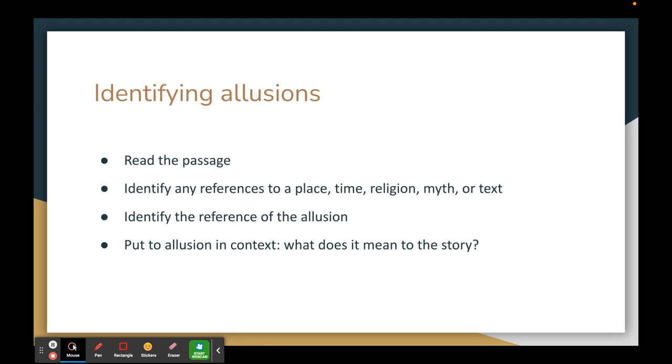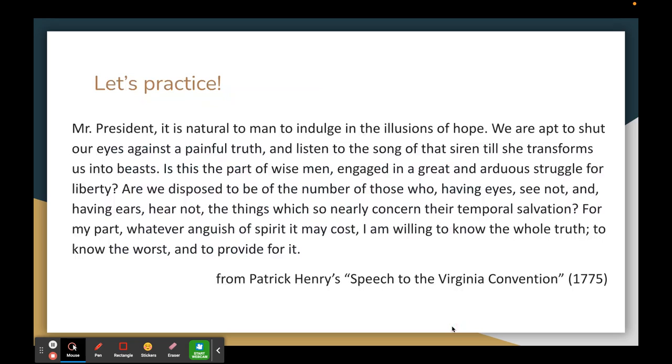Lastly, you'll want to put all of this together. You need to connect the illusion to the context of the work that you're reading. So think about it. How do these two ideas connect? What does this tell us about the setting or the plot or a specific character in the story?